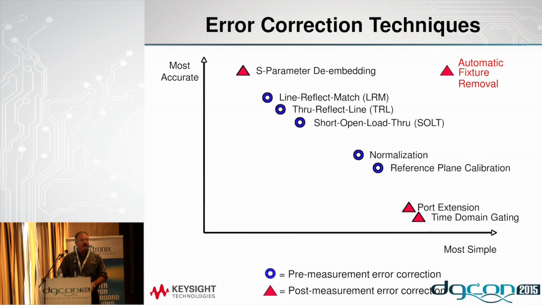And this is very intuitive, right? The more time you spend and the more details you pay attention to, the more accurate it's going to be. Something new that has come up in the past couple years has been something called Automatic Fixture Removal, or AFR. And this is something new that we think has both accuracy and simplicity. And so a lot of standards committees are looking at this now, and so we're in the process of using this more, but like anything else, it's just a tool.